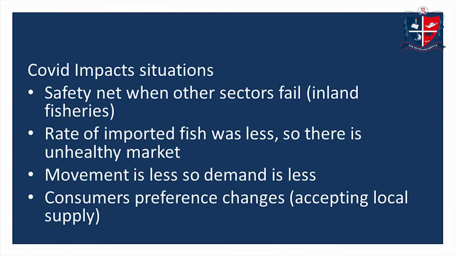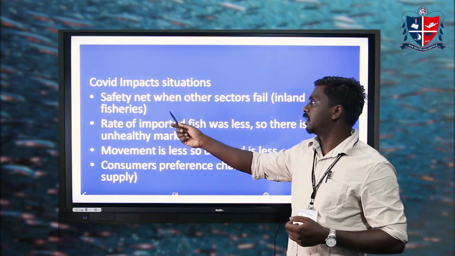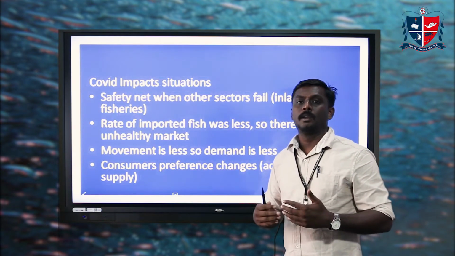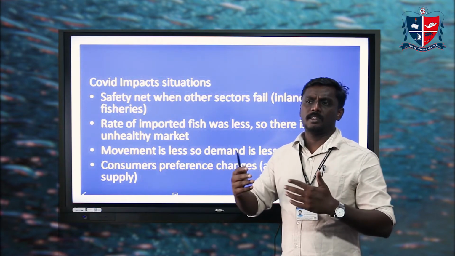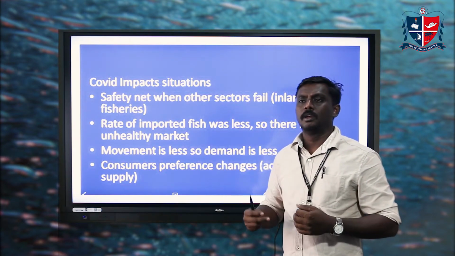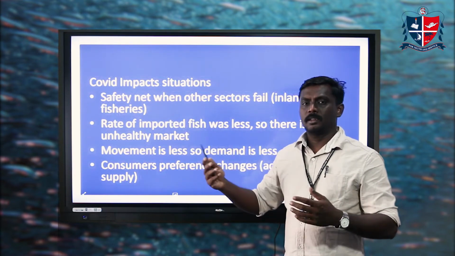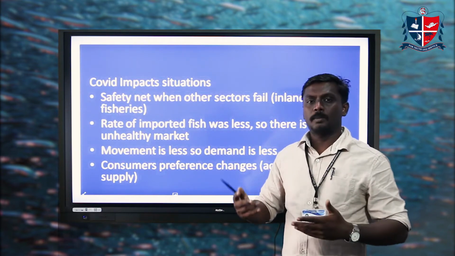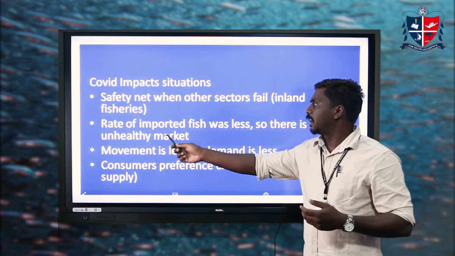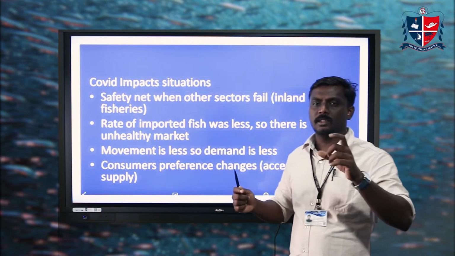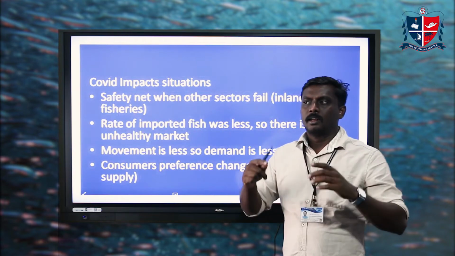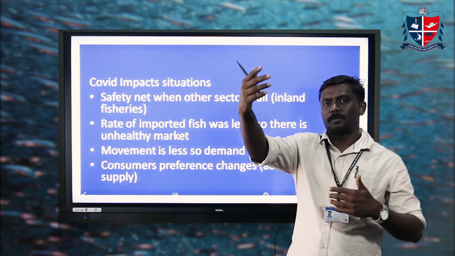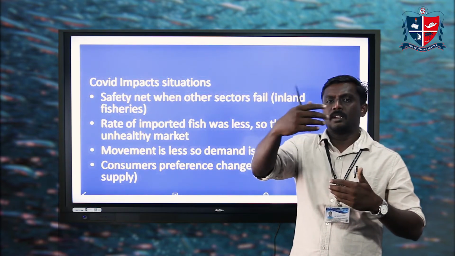And the COVID impact, this is a recent trend, is that inland fisheries are a safety net when other sectors fail. Because in COVID time, fish capture was not supposed to go to the marine area, so in that time the fishery sectors were supported by the inland water bodies. As you know, the rate of imported fish was less. In a recent Hindu newspaper report, it says that the African countries mostly depend on inland fisheries, so their imports from China or other foreign countries were less.